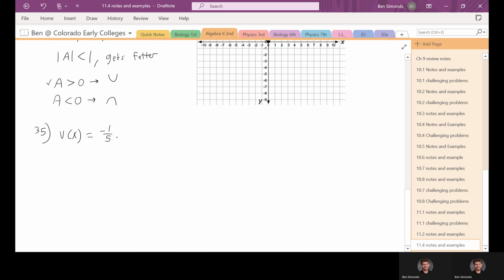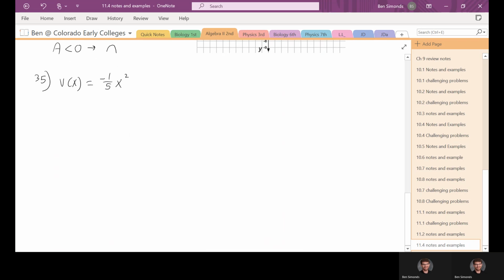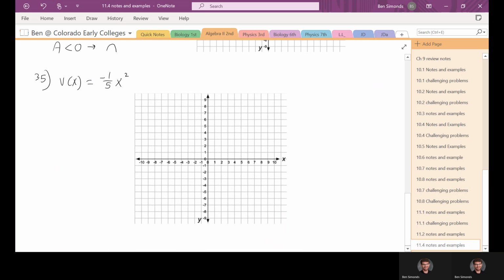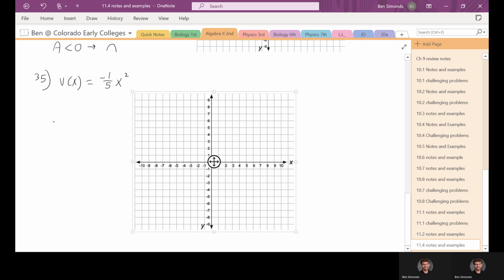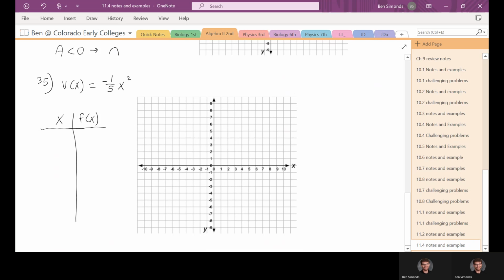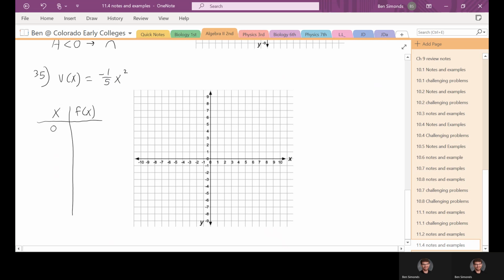Whoa, sorry about that. X squared. So let's get ourselves a graph to work with here. And let's plot it. So x, f of x, starting at 0. 0 squared is 0 times negative 1/5 is still 0. So 0, 0. So we're still starting at the origin. Let's try 1. 1 squared is 1 times negative 1/5 is negative 1/5. So we've gone down a very teeny tiny amount.